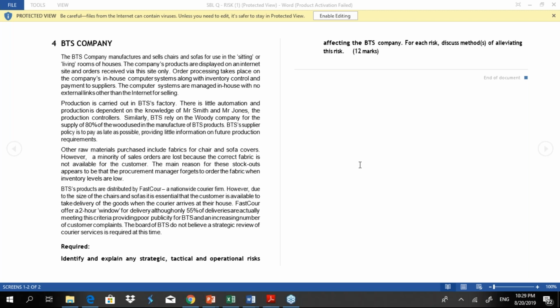Operational risks would be a lack of fabric, right? And of course there are a lot of issues when you have a lack of raw materials. And to mitigate this threat, they can implement a computerized reordering system. And also probably you can train your procurement manager, right? Tell him to maintain some form of notes, so that he does not forget, and identify low levels of fabric, and then reorder, etc.